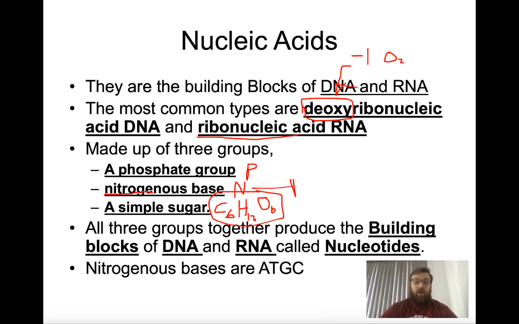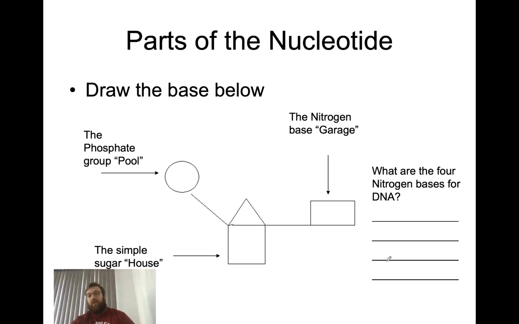So for DNA, our bases are A, T, G, and C. You don't have to worry about the larger names of these. But where it says what are the four bases for DNA, that's our A, T, C, and G. And we'll look at the longer names in a minute.